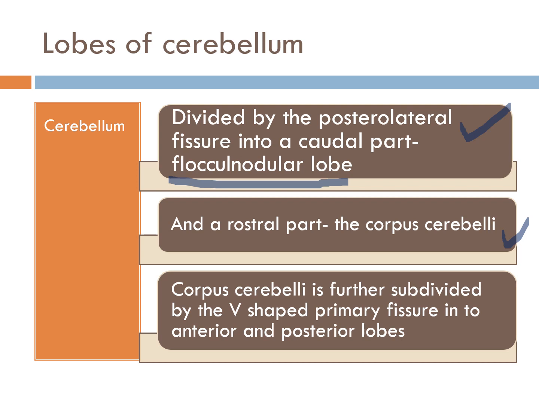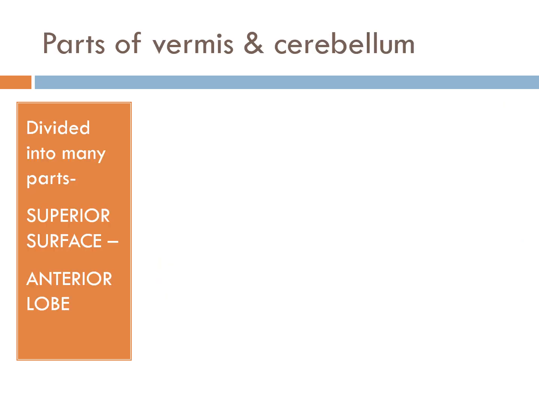This corpus cerebelli is on both surfaces, superior and inferior, and divides both surfaces into two lobes, anterior and posterior lobes. The fissure that separates them is the V-shaped primary fissure. That is the fissure which separates the anterior and posterior lobes. So now we will start with the superior surface. In the superior surface, we have the anterior lobe.